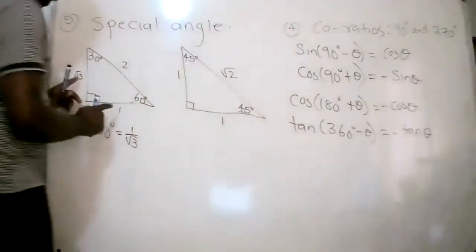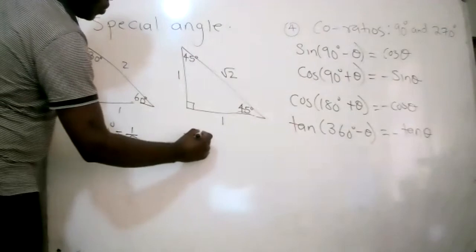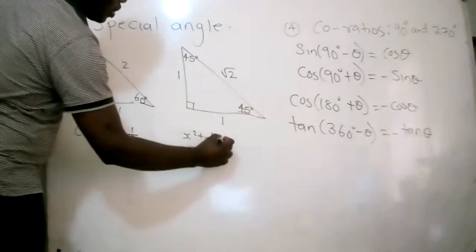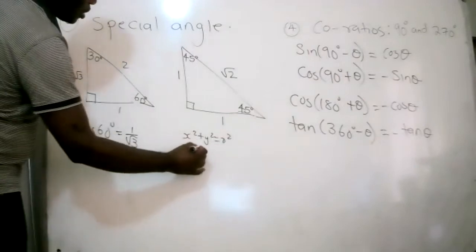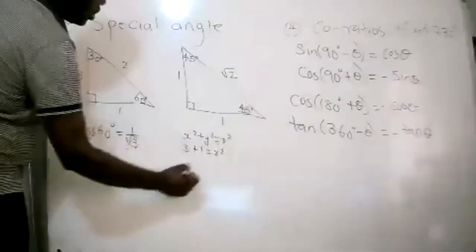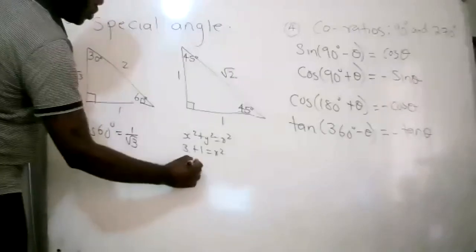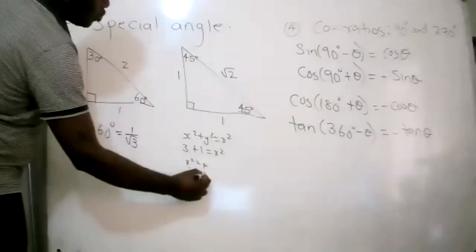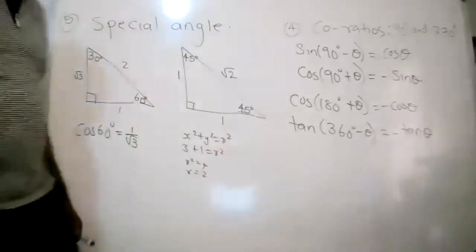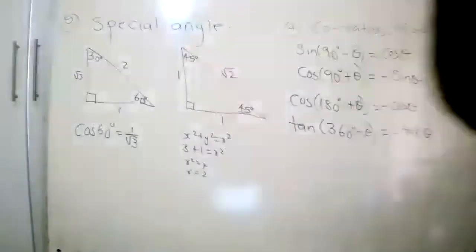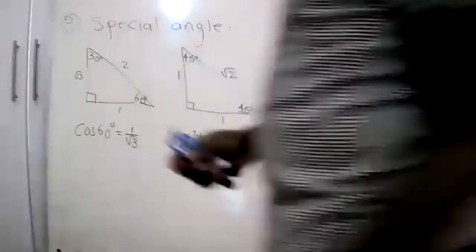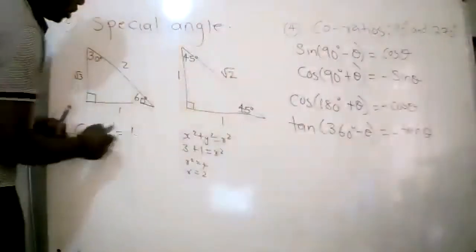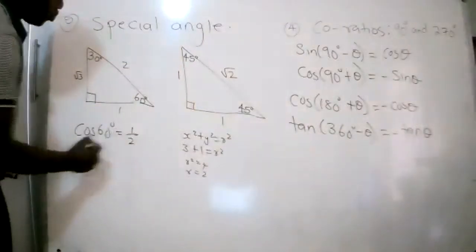So let me try to validate what I've done there. We can validate with the Pythagoras theorem. So we have 3 plus 1, which is equal to r squared. Then r squared is equal to 4, therefore r is equal to 2. Yes, that is correct. Thank you for correcting me on that one. So now it means cos 60 is 1 over 2.